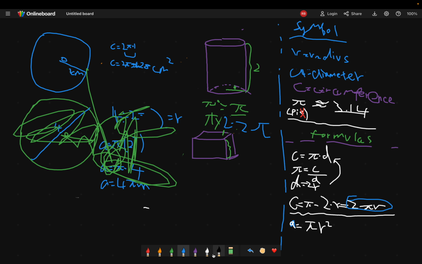Let's write that in the formula. I lied. I am going to write stuff. V cylinder. The volume of a cylinder is equal to pi r squared, that's the base area, times height. And that's basically it. We're done with this class, basically.